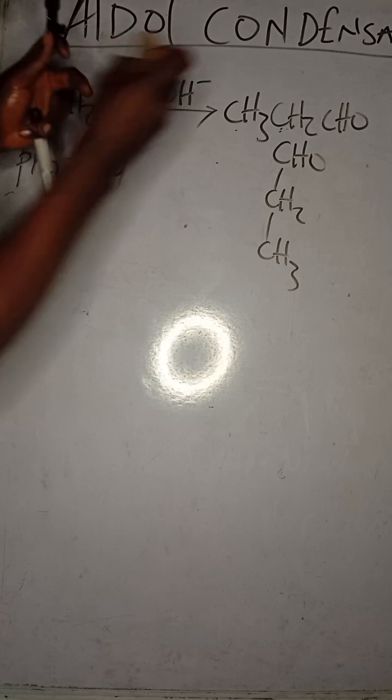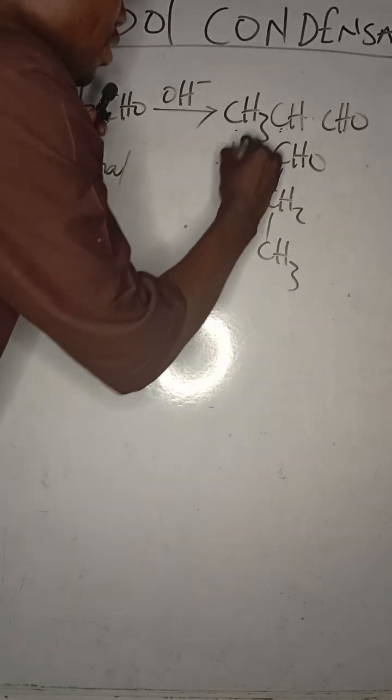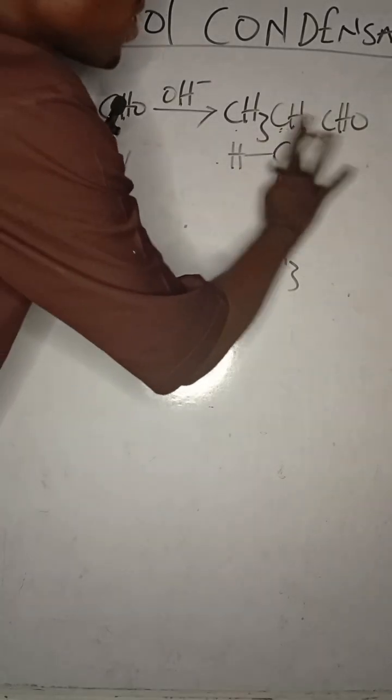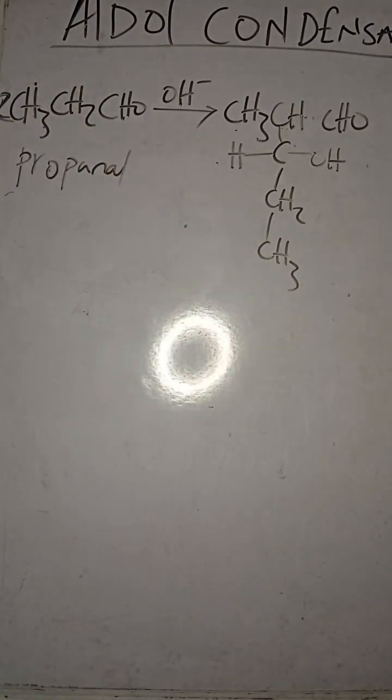CH3. So how do I tell you to write your product? Lose alpha hydrogen on the straight one, so it loses a hydrogen. Then the hydrogen comes here. Then rearrange this one to be OH. So this is my Aldol product, not yet my condensation product.